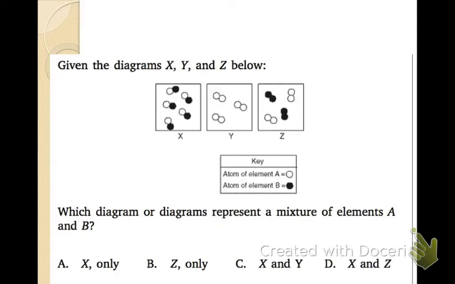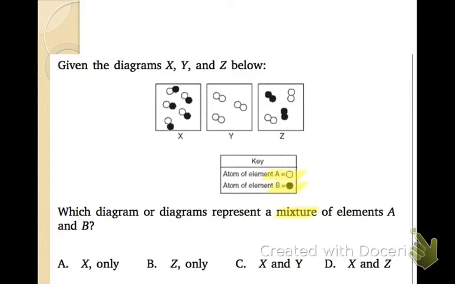Alright, the next question: given the diagrams X, Y, and Z below, which diagram or diagrams represents a mixture of elements A and B? So we see here that A is going to be the open dot, B is going to be the filled in dot, and we want to have a mixture of the elements. So they're going to stay as elements. We're not going to chemically combine them. We're not going to form compounds.